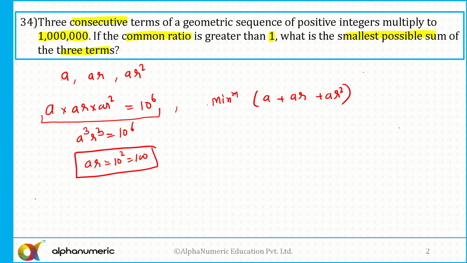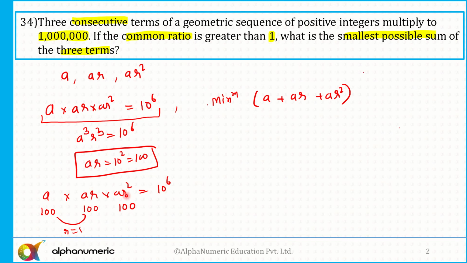And what will happen if I take all the three terms equal? There are three terms A into AR into AR square, and this is equal to 10 raised to the power 6. If I take all the three terms equal, the middle term is 100, so the first term is also 100 and the last term is also 100. In that case, what is the ratio of two consecutive terms? That is 1. But in the question it is given that the common ratio must be greater than 1. So since the common ratio must be greater than 1, I can't take all the three terms equal.